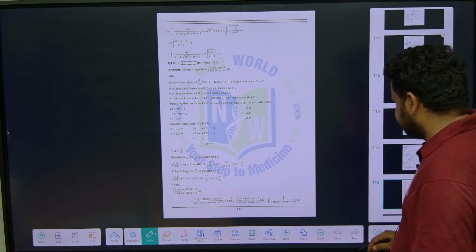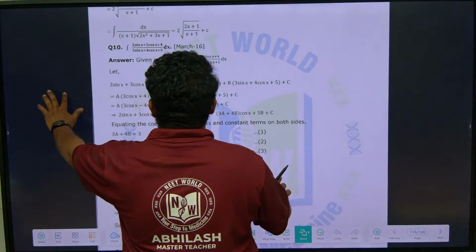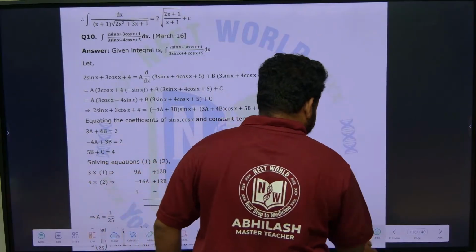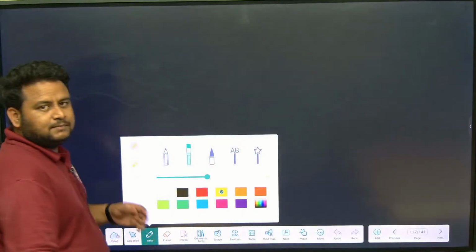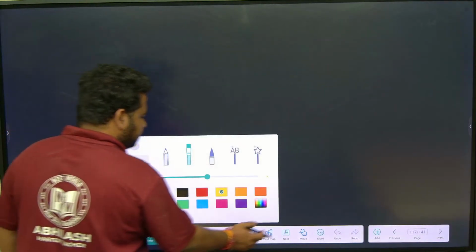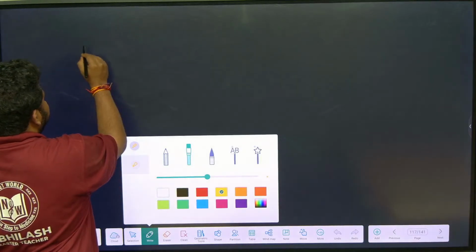Okay, this is the question which we will be solving. But before that, let us revise the topics which we have discussed in the previous class. I told you there are certain types of solving the question.